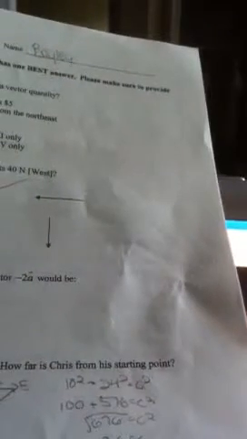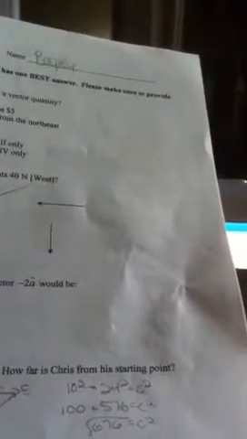Question 4. Chris skates 10 kilometers north and then 20 kilometers east. How far is Chris from his starting point? Okay, for work on the side, draw a straight line and then a line straight out to the right that's a little longer, and then connect that, making it a triangle.